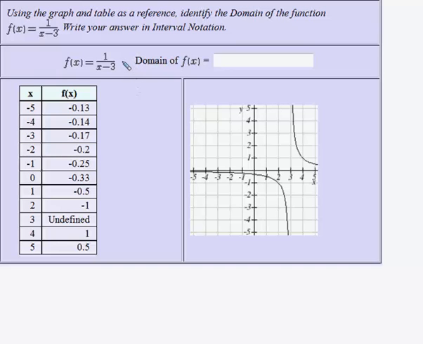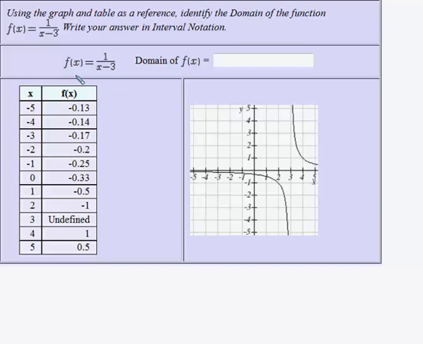In this problem, we're given a function represented as an equation, a table of values, and a graph, and we're to find the domain of the function and write the domain in interval notation. I want to start by using the table of values and the graph as a guide to show you why it seems like the domain of my function would be all real numbers except for 3.